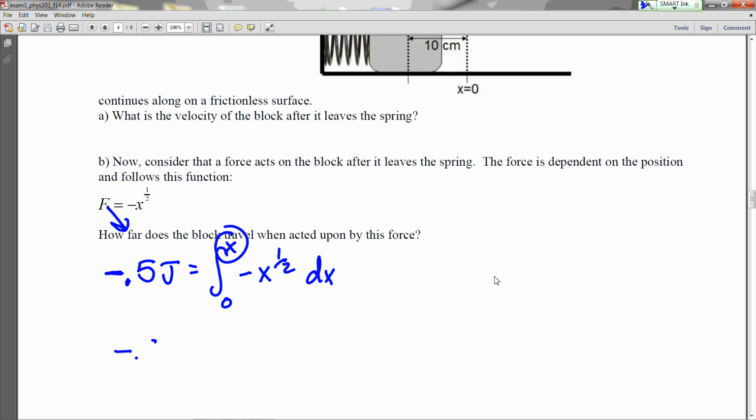Okay, so I have negative 0.5 equals negative x, 1/2 plus 1 is 3/2 over 3/2, so this is times 2/3. Right? I did that right? Yeah. And I've already applied the limits of integration. It's pretty simple here because it starts at 0. So it's just 2/3 x to the 3/2 minus 0 to the 3/2. So I'm just left with this. And then I just solve this for x. My negatives become positives.